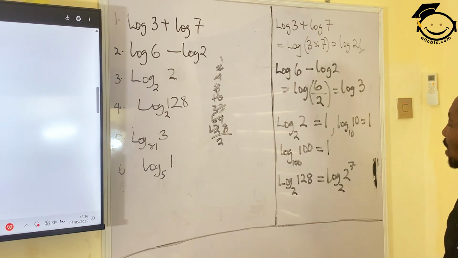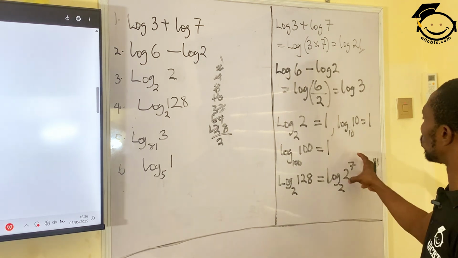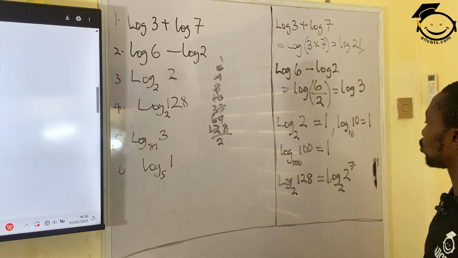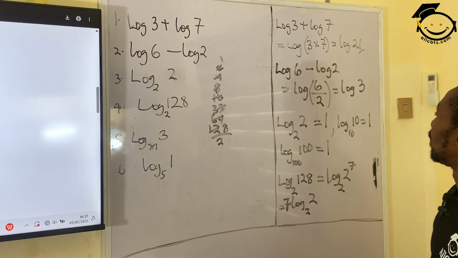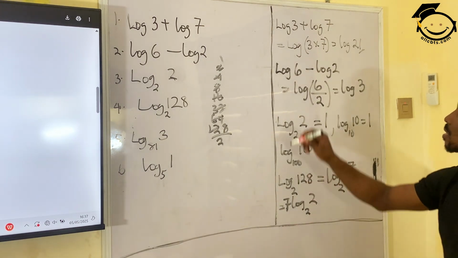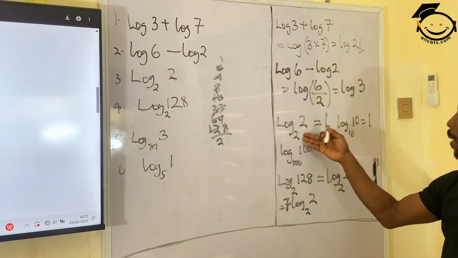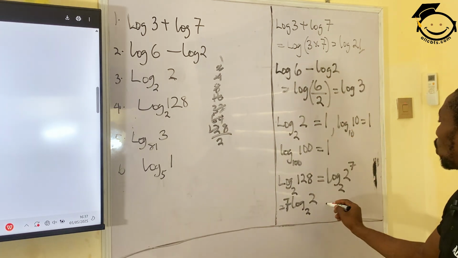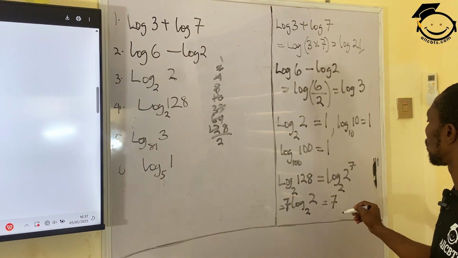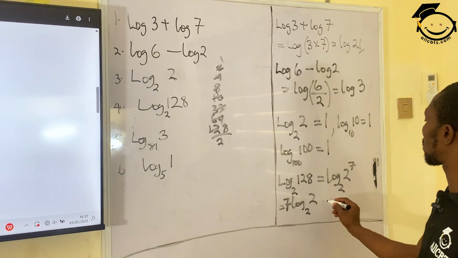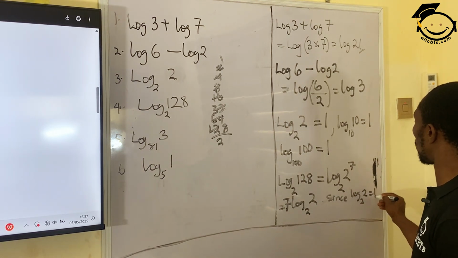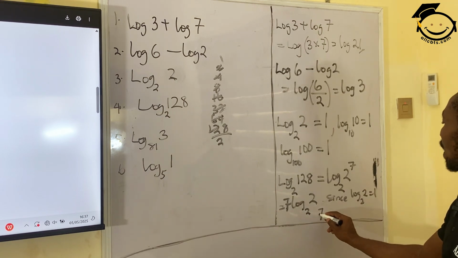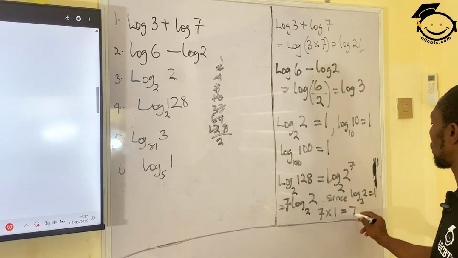Now, if we have it as this, we can bring down our 7, applying our power rule, to have 7 log 2 of 2. Now, applying this law that says when the base is equal to the number of our log, it's equal to 1. Since log 2 of 2 equals 1, this will now become 7 times 1, which will give us 7.